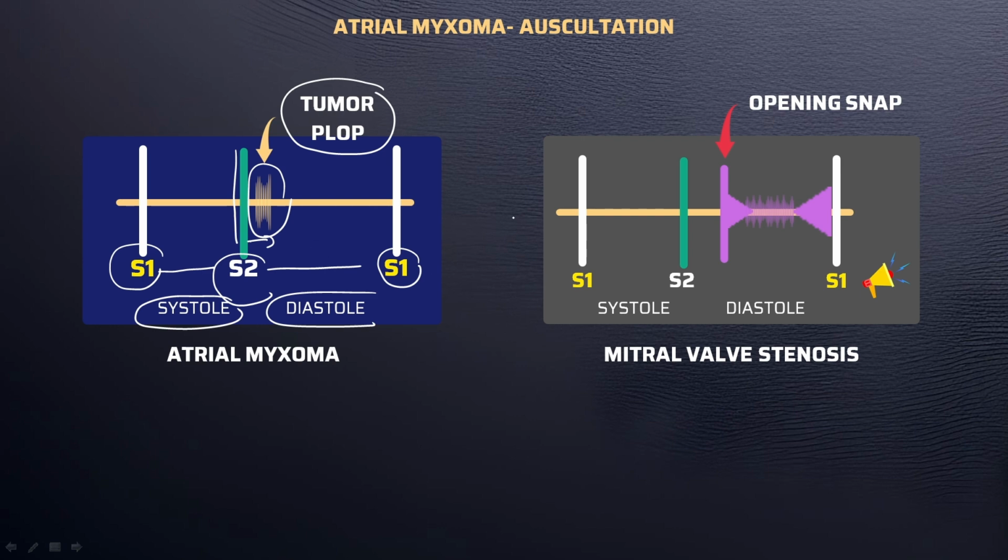So here we're going to take a look at what happens in severe mitral valve stenosis. You may hear certain components. One of them is the opening snap, okay? And this occurs in early diastole. So you can see S2 marks the beginning of diastole, which is actually a high-pitched sound that occurs shortly after S2 as the stiff mitral valve opens, and also because there is more pressure in the left atrium.